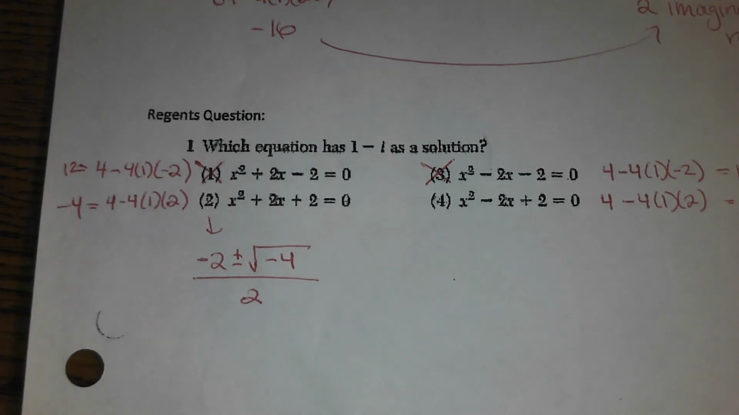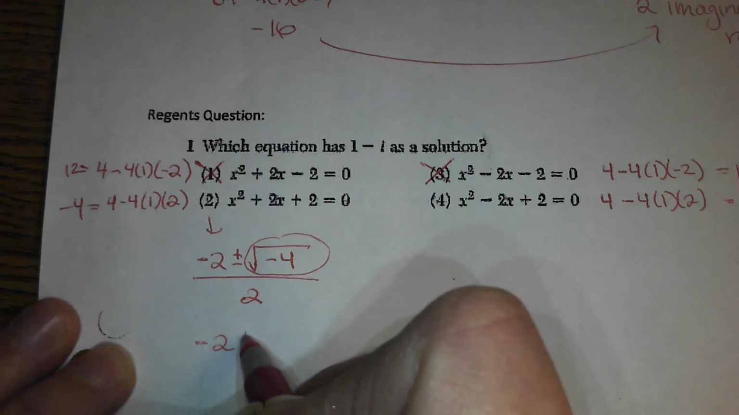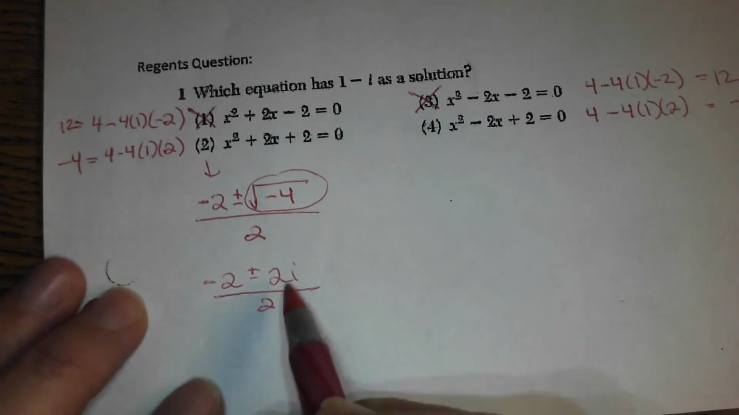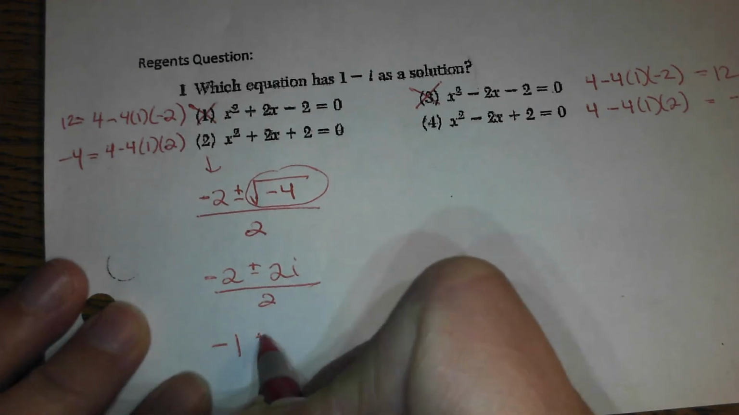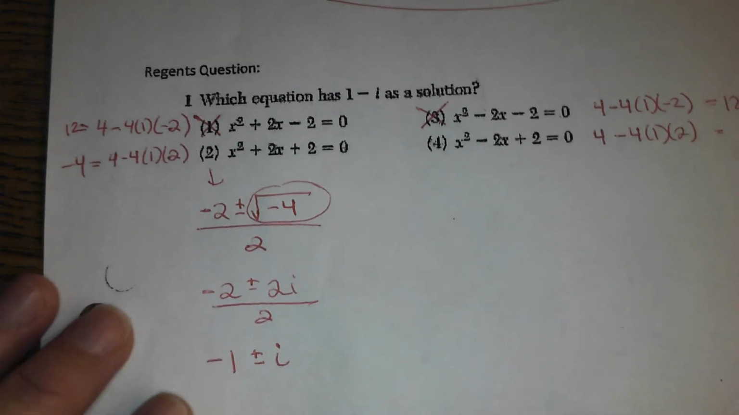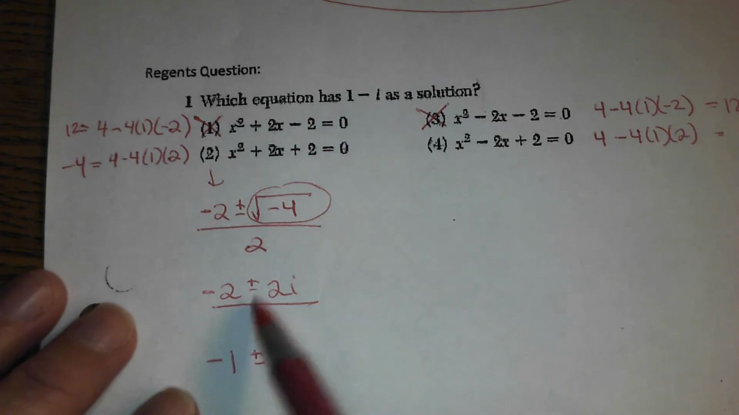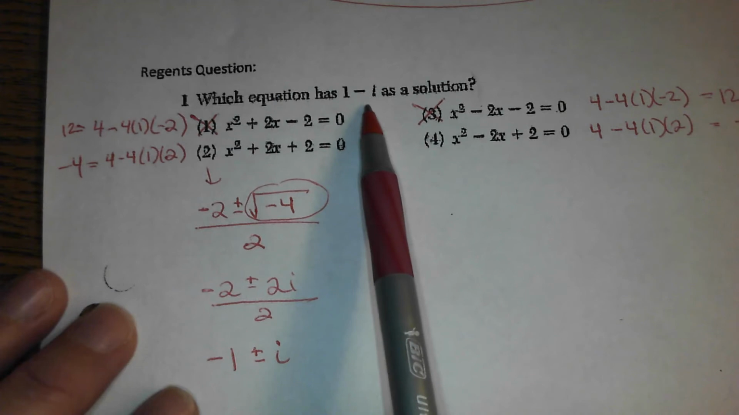And so if I'm simplifying this quadratic formula, the square root of negative 4 is what? 2i. So negative 2 plus or minus 2i all over 2. And then I can reduce both of these because they're both divisible by 2. So negative 1 plus or minus i. Is that one of those solutions, that one? No, right? Because this has a positive 1.